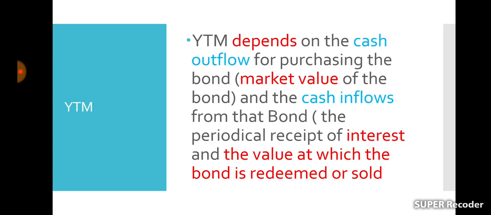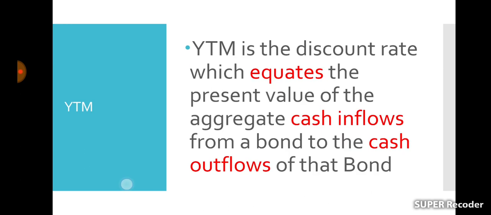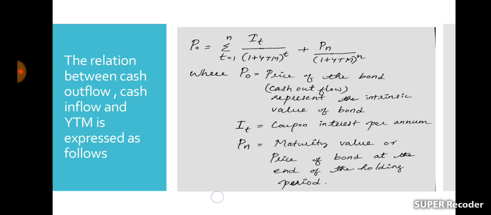About YTM: YTM depends on the cash outflows for purchasing the bond, that is the market value of the bond, and the cash inflows from that bond, that is the periodical receipt of interest and the value at which the bond is redeemed or sold. YTM is the discount rate which equates the present value of the aggregate cash inflows from a bond to the cash outflows of that bond. So the relationship between cash outflows, cash inflows and YTM is expressed as follows.